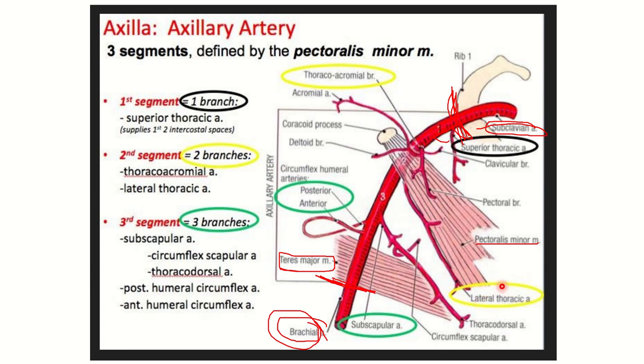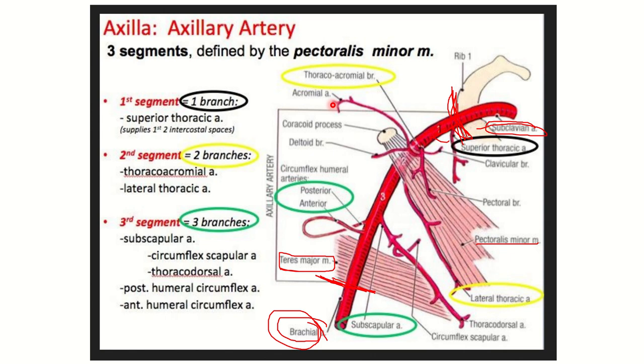Lateral thoracic artery, it supplies the lateral thoracic region. On the other hand, the thoracoacromial artery gives rise to four branches and supplies four areas. The clavicular branch supplies the clavicular region. Then we can see the pectoral branch that supplies the pectoral region, and another branch, the deltoid branch, supplies the deltoid area.